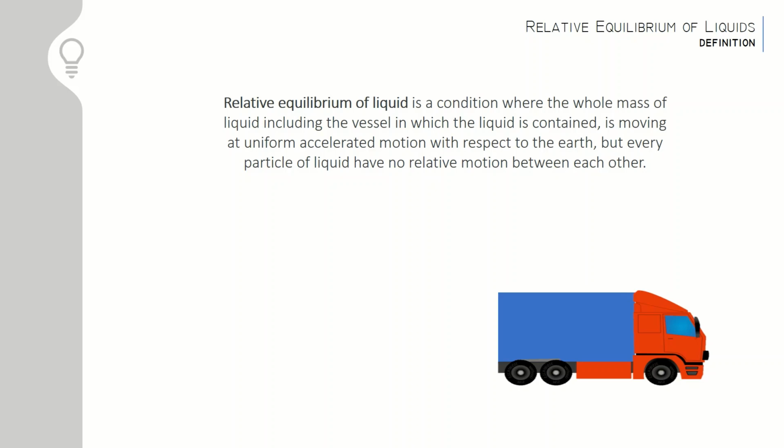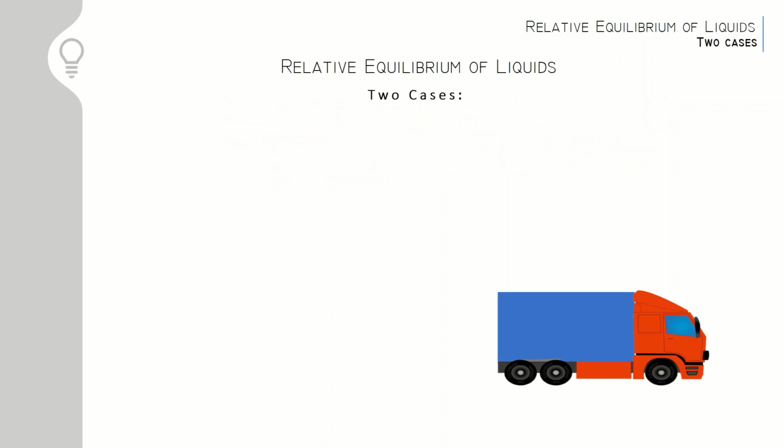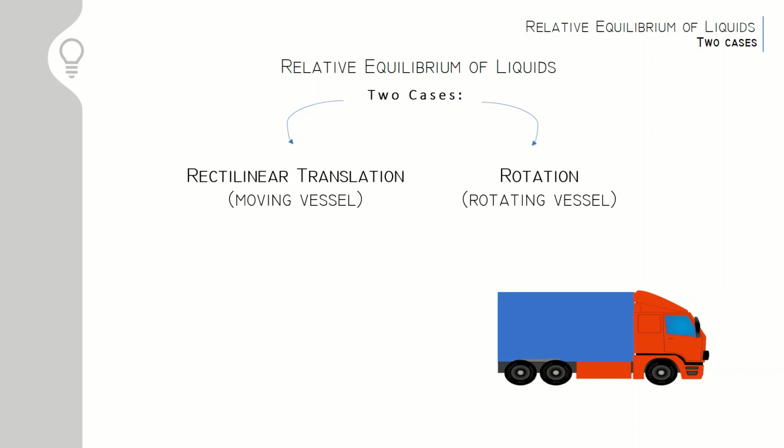This means that the mass of the liquid, by means of a containing vessel, is moving or travels at uniform constant acceleration. The treatment will center on a uniformly accelerated body of fluid wherein each particle is in equilibrium and at rest relative to every other particle in the liquid. Now, there are two cases of relative equilibrium. The first one is the rectilinear translation or the moving vessel, and the second one is rotation or the rotating vessel. But in this video, we will only be focusing solely on the rectilinear translation.